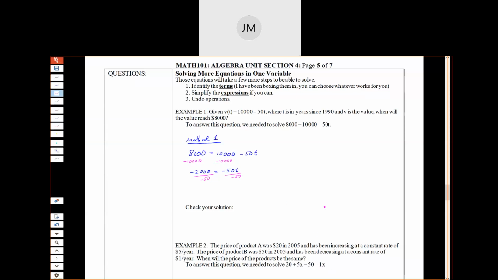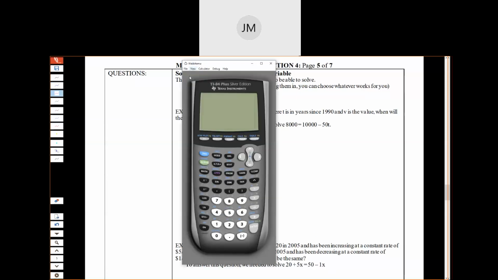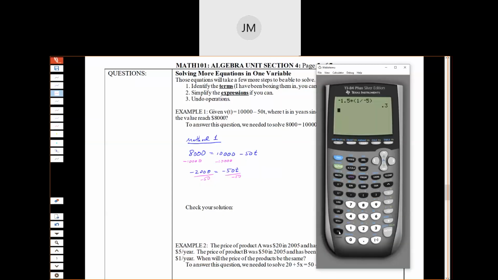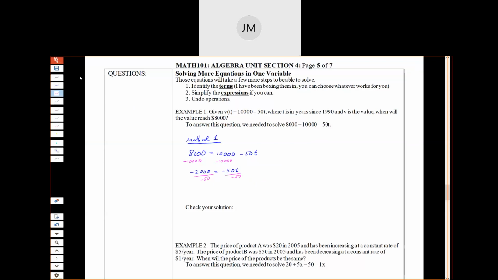Okay. And you can do mental math, but there's no extra credit for doing things mentally. So feel free to be careful. Make sure you don't misplace a decimal. So negative 2,000 divided by negative 50 will give me 40. And negative 50 divided by negative 50 gives me 1, so I just have 1t, or t.